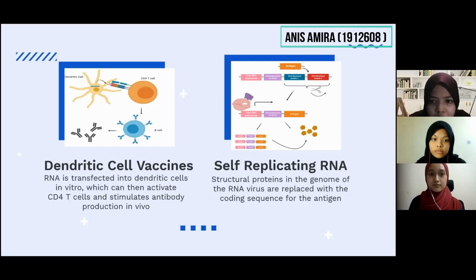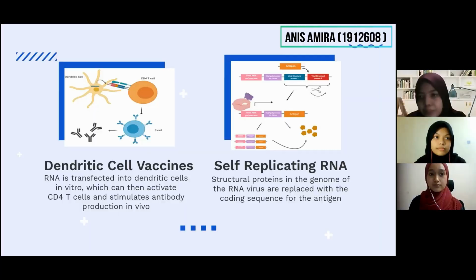Last but not least is self-replicating RNA. The structural proteins in the genome of the RNA virus are replaced with the coding sequence for the antigen, and the viral polymerase can keep producing RNA, which amplifies and maintains the amount of the encoded protein.